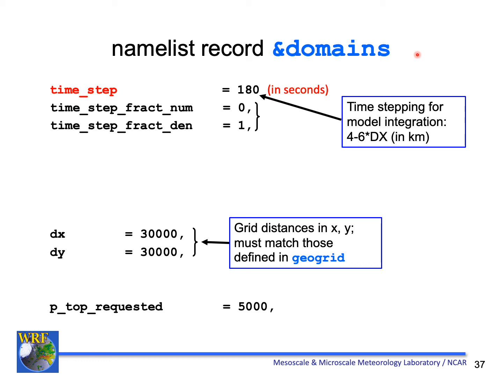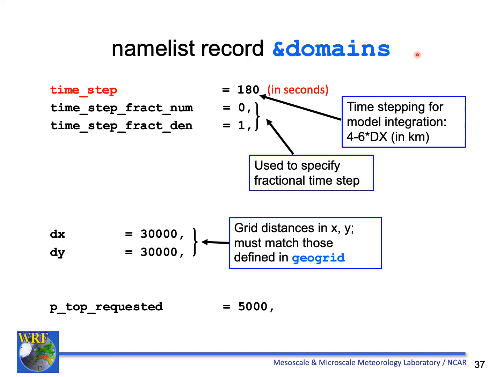Incorrect time step value can lead to bad model solutions and even model blowups. We will learn more about this in the dynamics talk. If we choose to use fractional time step, they must be specified as integers using numerator and denominator separately. Defining time steps with integers will ensure accurate time tracking in the model.